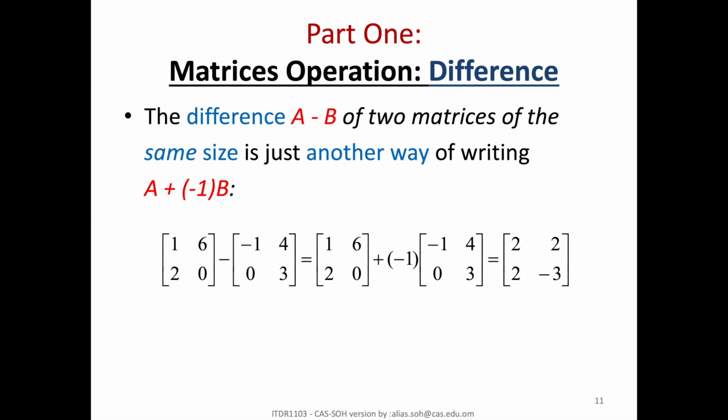So in here we have 1 plus 1, because -1 times -1 is 1. So 1 plus 1 is 2, 6 plus -4 is 2, 2 plus 0 is 2, and 0 plus -3 is -3.